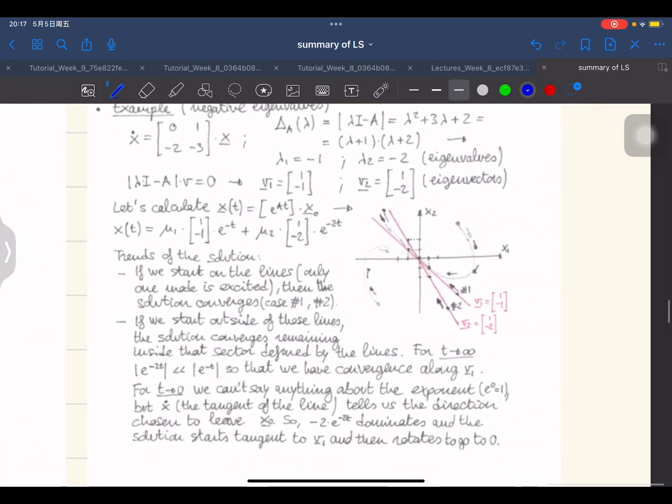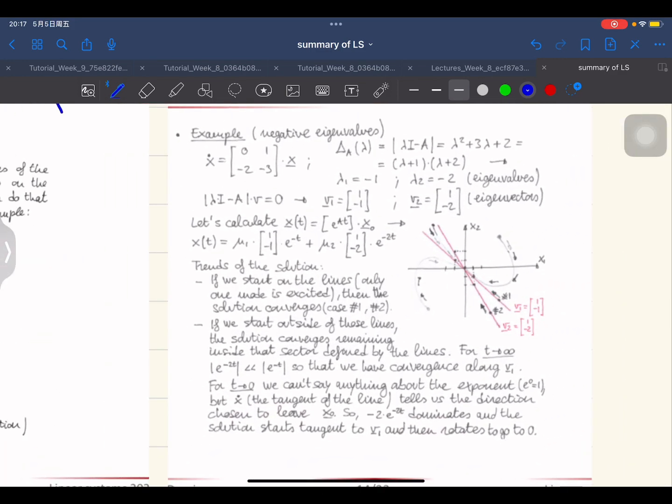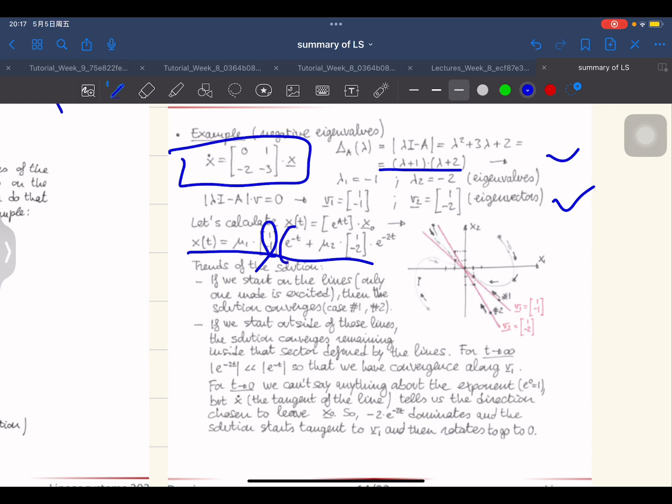And next, I would like to show you an example, and tell you how you could draw it. So, example, negative eigenvalues. Here we give you the problem this way. And from this, you can calculate the eigenvalues and the eigenvectors. Okay, let's take the solution in this way. This is for the eigenvalue, e to the lambda_m t. Oh, sorry, this is the eigenvector, and lambda is the eigenvalue, and this is u1, u2, okay?